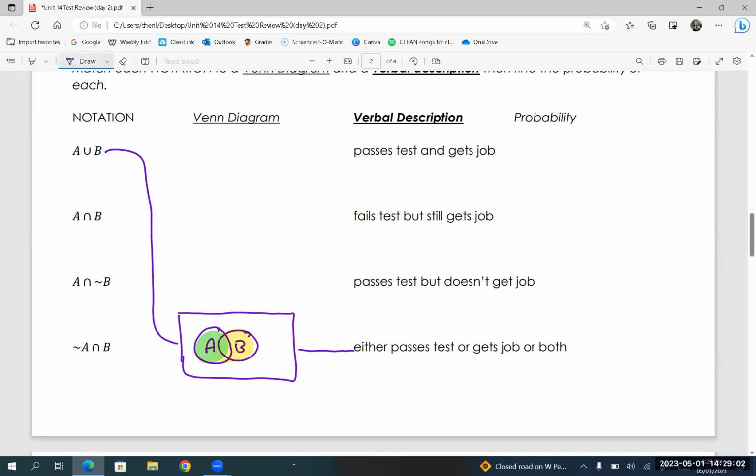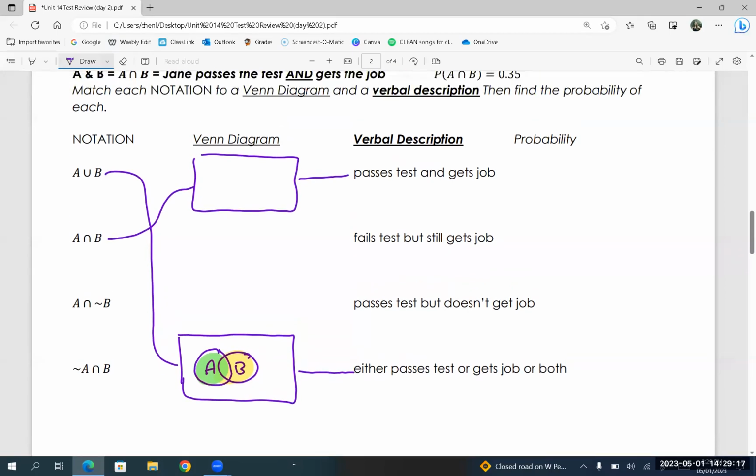Okay, our next scenario, we have A and B. So that would be she passes the test and gets the job. So let's go ahead and put the Venn diagram right next to that description. This would have to be the intersection where they overlap. So if we have circle A and circle B, I only want the area in between, just in the middle there. Sorry, my highlighter doesn't go that small. And we'll go through the probabilities in a second.